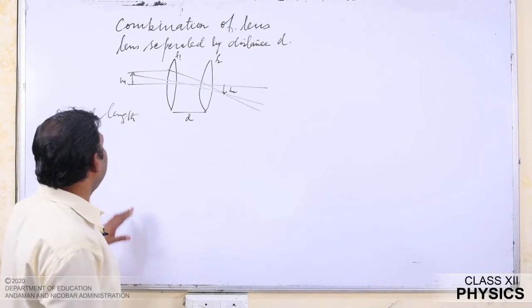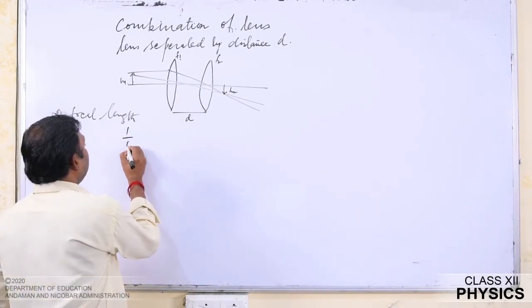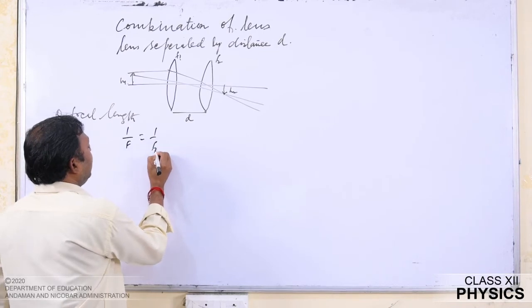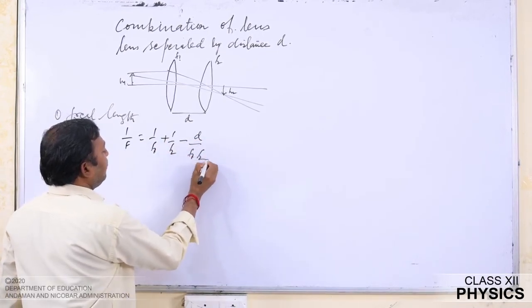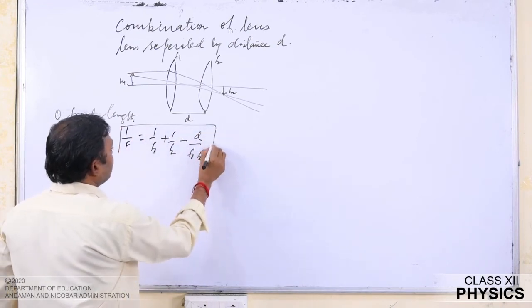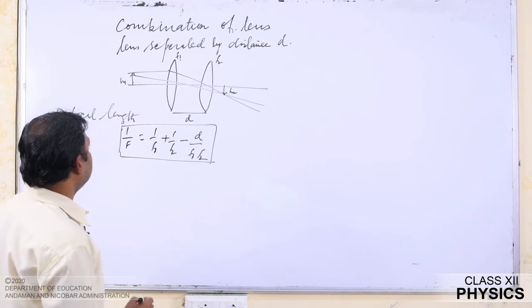Now we will see the focal length when the two lenses are separated by some distance. Here the reciprocal of focal length, 1 by f, will be equal to 1 by f1 plus 1 by f2 minus d divided by f1 f2. So this is the formula used for the determination of focal length when two lenses are separated by some distance.